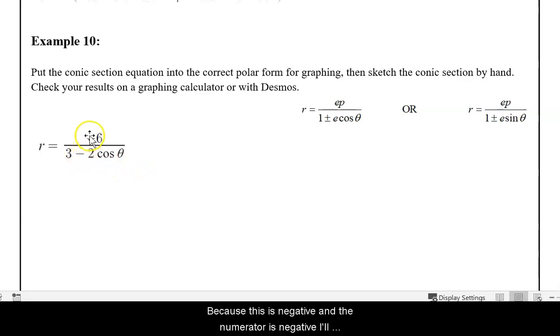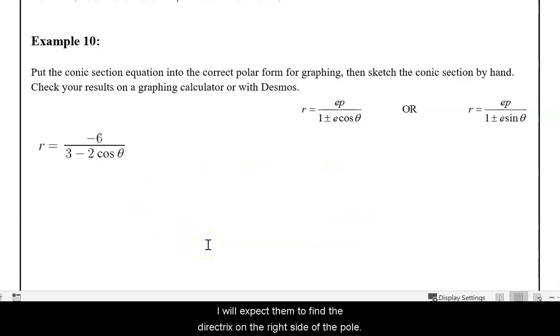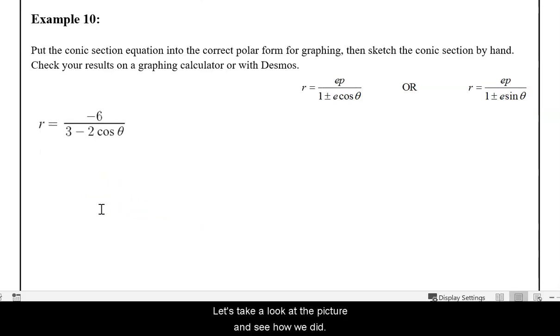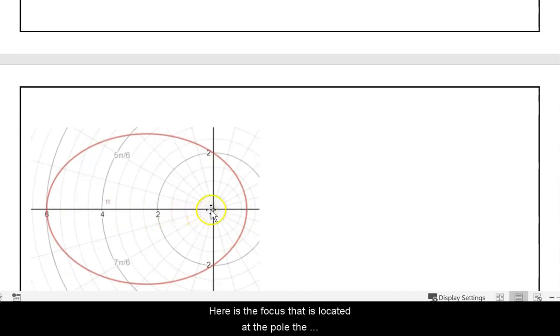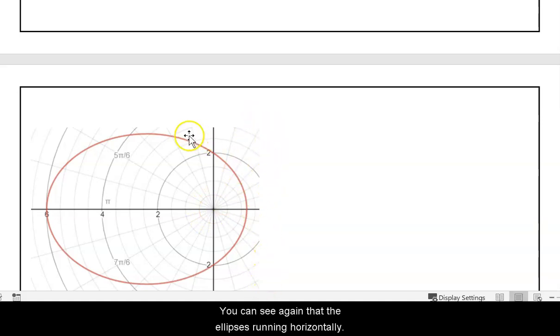Because this is negative and the numerator is negative, I'll expect to find the directrix on the positive side of the pole. Because I'm looking at cosine, I know that this has to be an ellipse which is running horizontally. I will expect then to find the directrix on the right side of the pole. Let's take a look at the picture and see how we did. Here is the focus that is located at the pole. The closest directrix line would be to the right. You can see again that the ellipse is running horizontally.